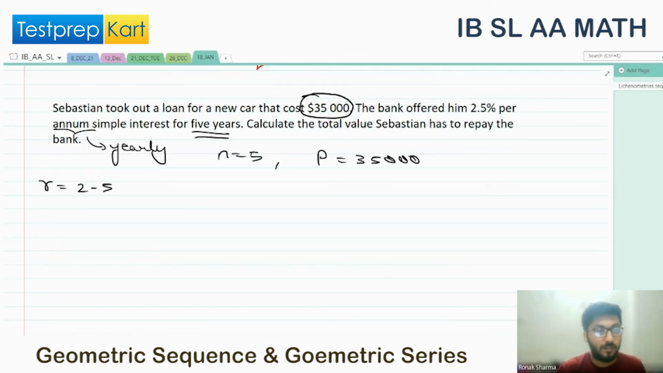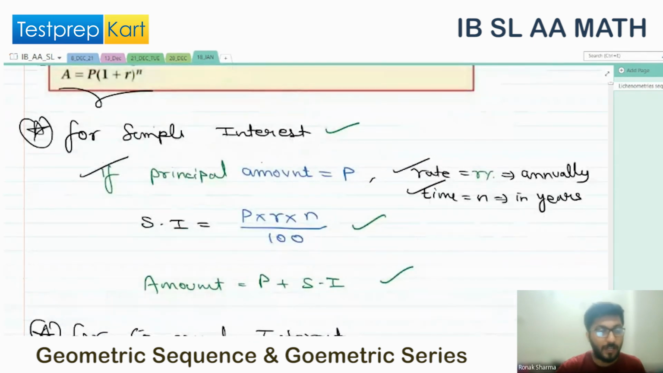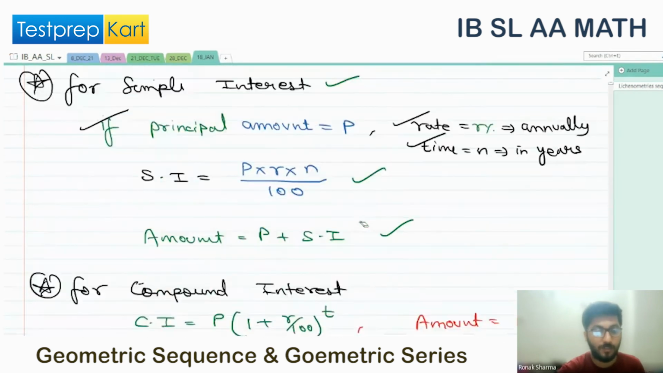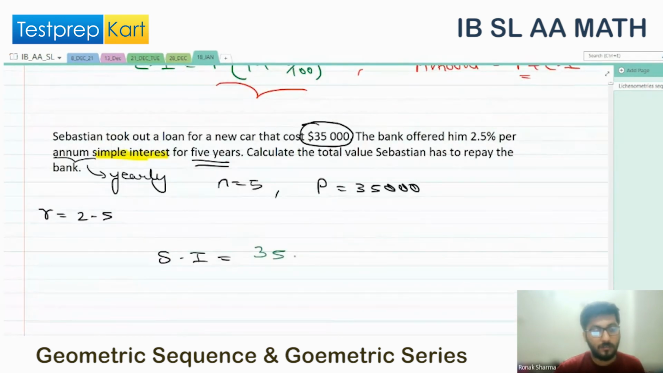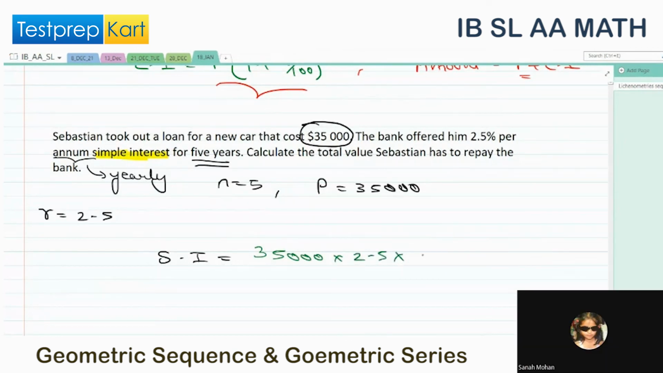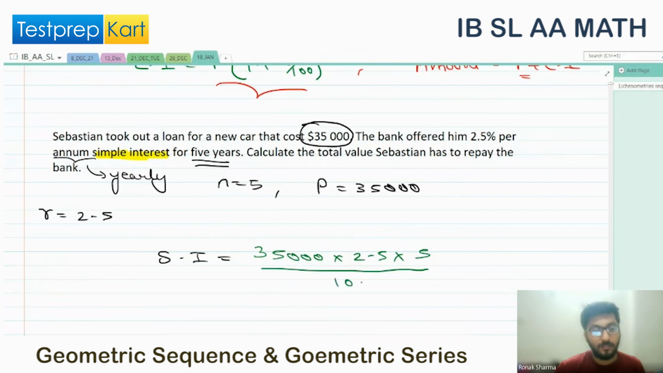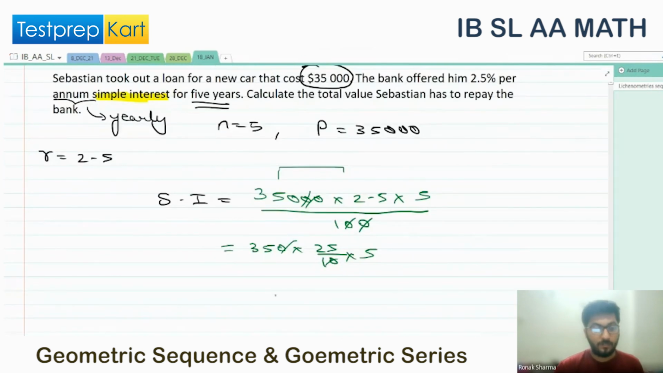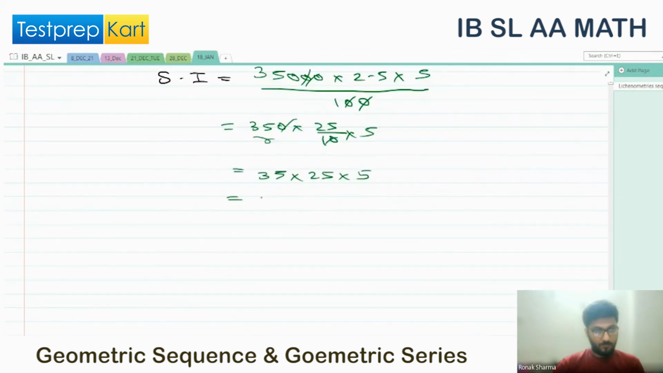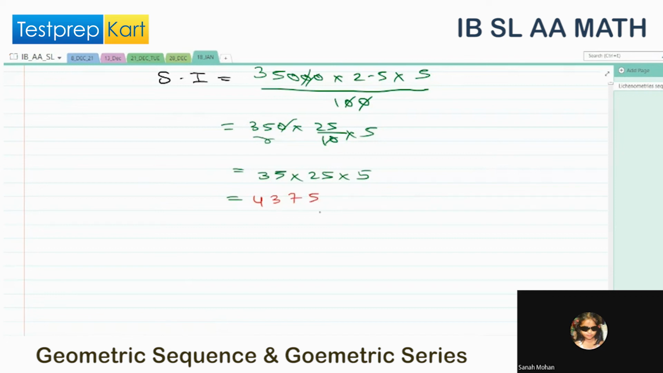If we use the simple interest term, that means we need to calculate simple interest first. So what was the simple interest formula? P into R into N, that is the number of years, divided by 100. So P is 35,000, R is 2.5, N is 5. The 100s cancel, so 350 into 2.5, which can be written as 25 by 10, into 5. Again the 10s cancel out. Calculate using a calculator: 35 into 25 into 5. That is 4,375. So this is the simple interest.